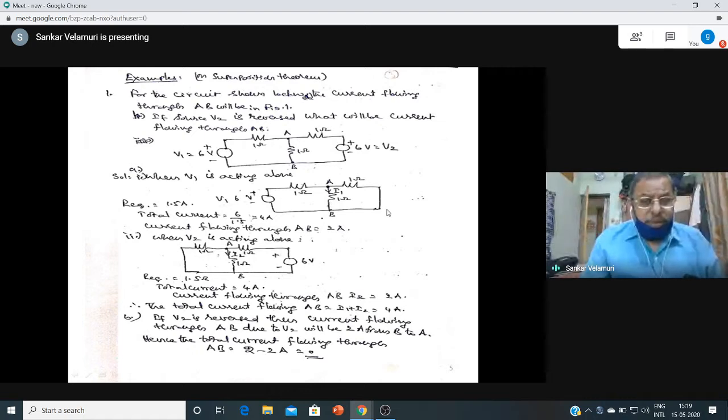Now the point of interest is that you have to observe the effect of each source acting alone in each of the branches. That is important. So if V2 is reversed, that is, you get minus here and plus here, then the same current will flow through AB due to V2, but the direction is from B to A. Therefore 2 minus 2 is equal to 0 amperes. This is what I want to explain about the algebraic sum in the superposition theorem.